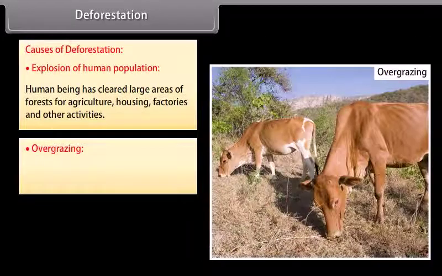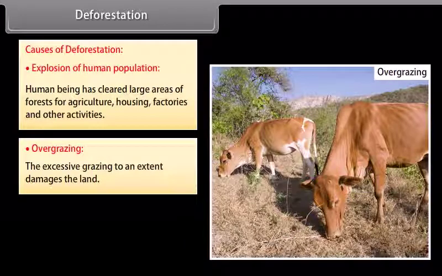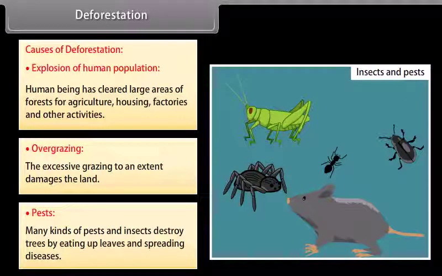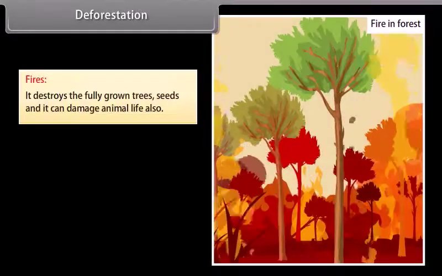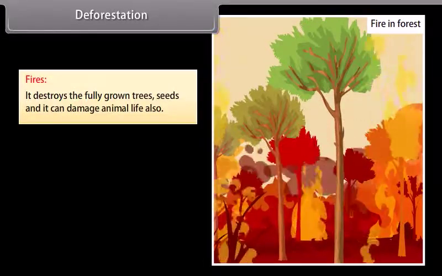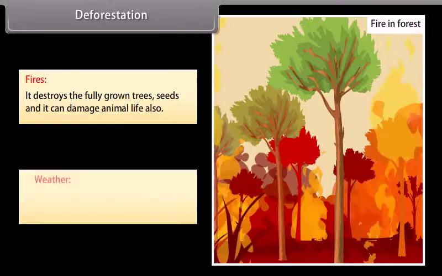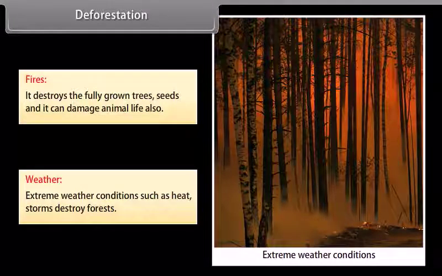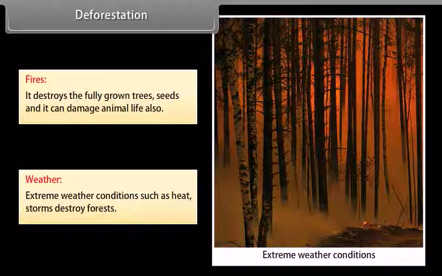Overgrazing. Excessive grazing to an extent damages the land. Pests. Many kinds of pests and insects destroy trees by eating up leaves and spreading diseases. Fires. It destroys fully grown trees, seeds, and it can damage animal life also. Weather. Extreme weather conditions such as heat and storms destroy forests.